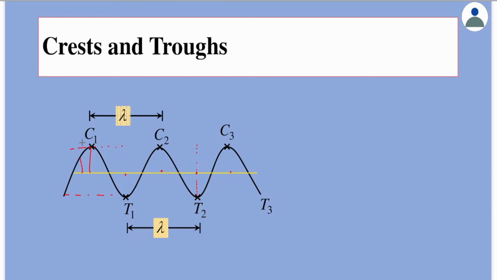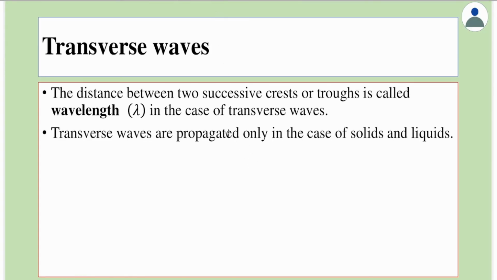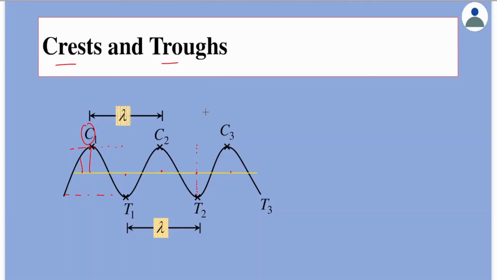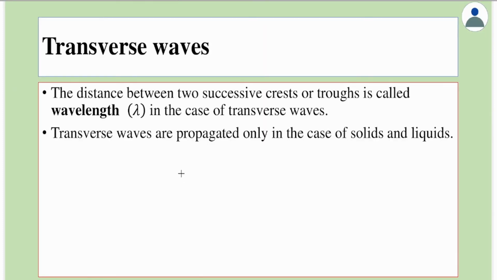So in such cases, the highest displacement, which is positive, is called a crest, and the lowest displacement is called a trough. So keep in mind that in case of transverse wave, what we get is crests and then troughs. The distance between any two crests or troughs is called wavelength. We will study it in detail later. So keep in mind that the distance between two crests or two troughs is called a wavelength. The last point for transverse waves is that transverse waves are propagated only in case of solids and liquids. This is a very, very important property.